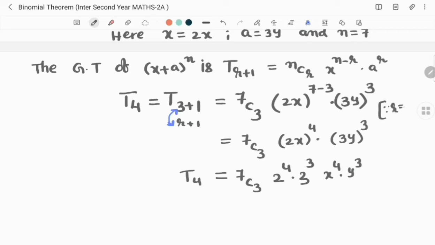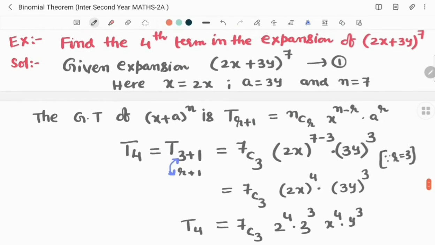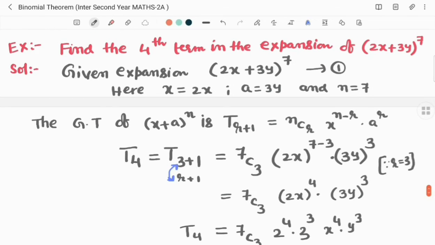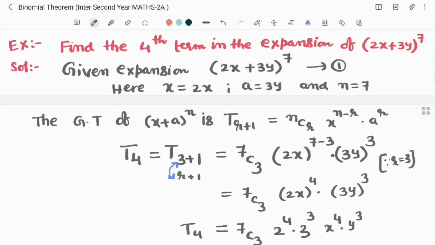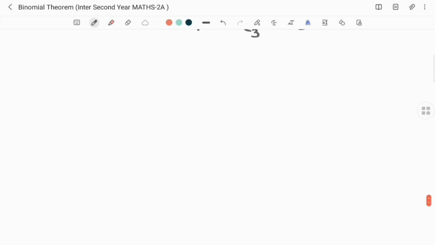Here the r value we got as 3. Once again, to find the fourth term, that means T4, T4 can be written as T3 plus 1. So comparing with T r plus 1, r is equal to 3, we got it here. I hope everyone understands. In the same way, the same question, if they ask for the fourth term in the expansion from the last, what will you do? Observe carefully, dear students.